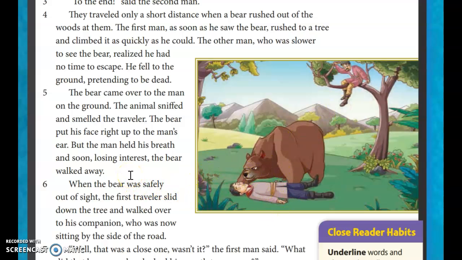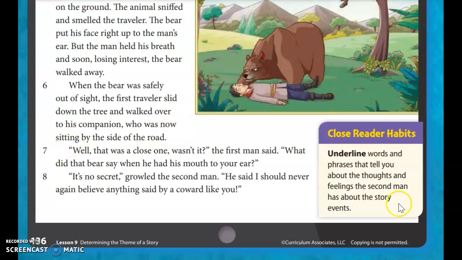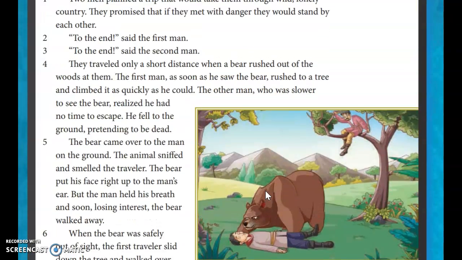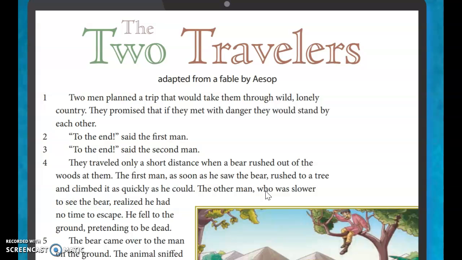So the theme I'm inferring from this text, based upon our characters' actions and the characters' reactions, meaning what they learned, is this. I think that the second man, through this statement down here, obviously the bear didn't say this to him, this is just what he put together, but when he says, "I should never again believe anything said by a coward like you," I think that he learned that he can't really trust his friend. So the theme in this story might be like, just be careful with who your friends are, and also you can't always trust everyone. You can't always trust everything that people say.